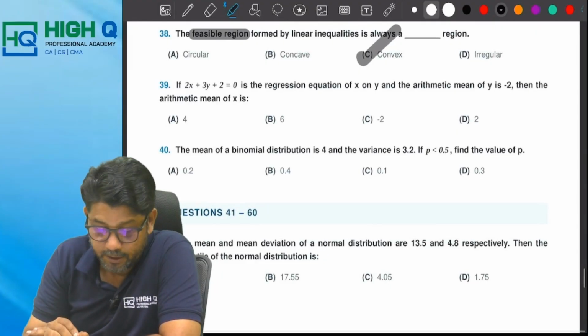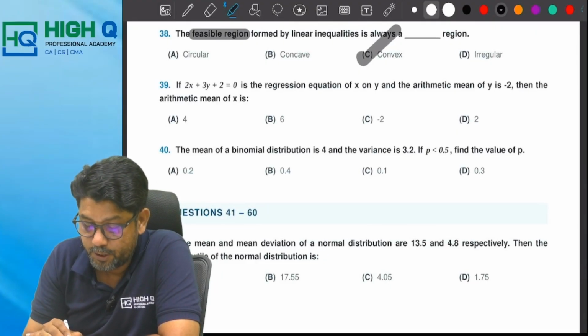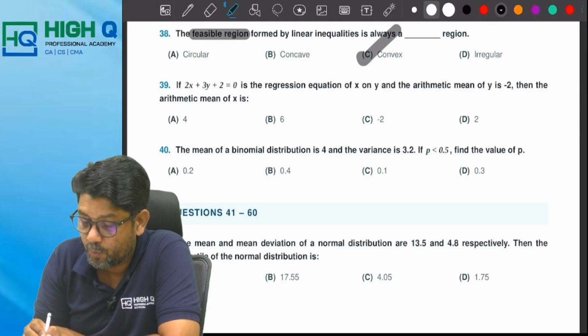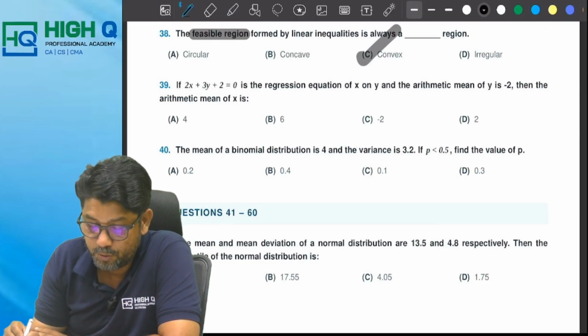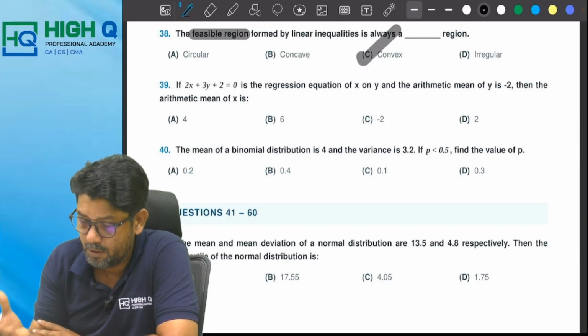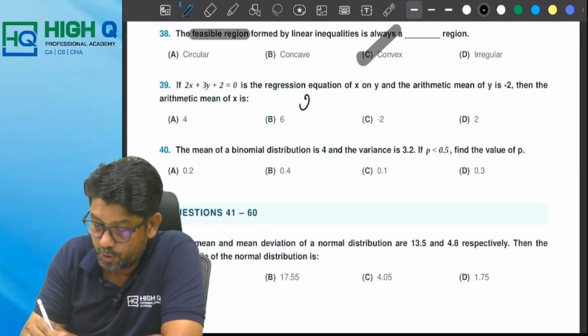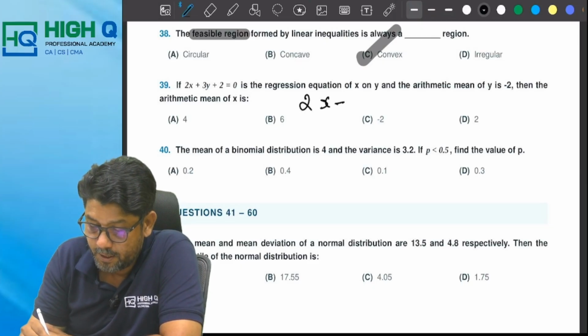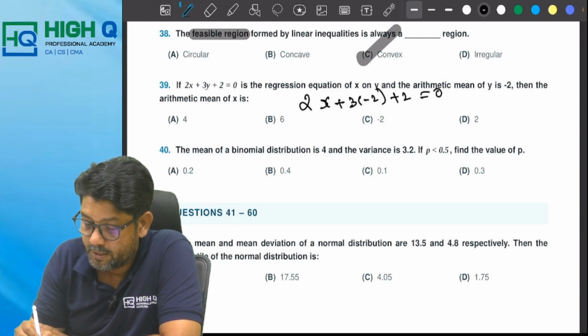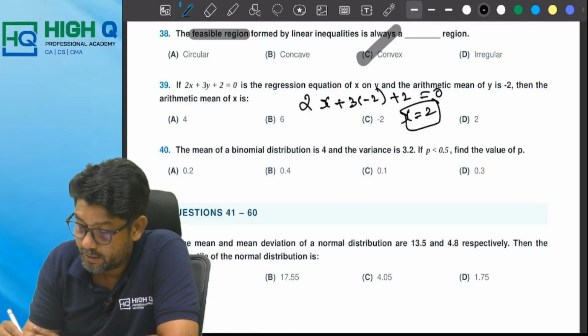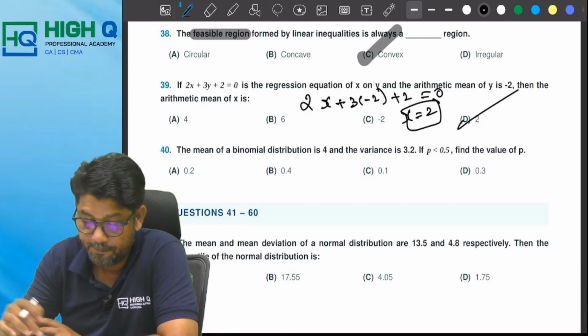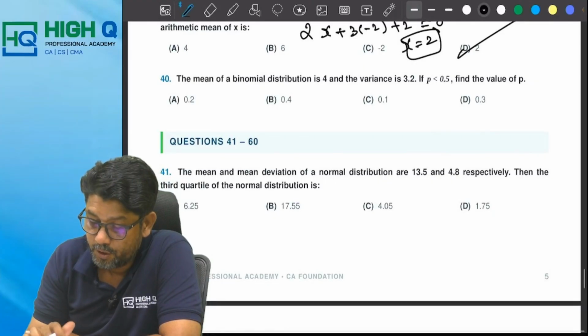Okay, now 39. 2x plus 3y plus 2 equal to 0 is the regression equation of x on y. The arithmetic mean of y is minus 2. The arithmetic mean of x is very simple. Substitute the value of y in that equation, get the value of x. So 2x plus 3 into minus 2 plus 2 equal to 0. Minus 6 plus 2 is minus 4. 2x is equal to plus 4. x is equal to 2. That's it, my dear. x is equal to 2. Option D is our answer. Okay. Next step.